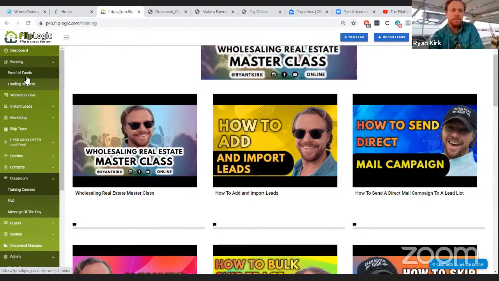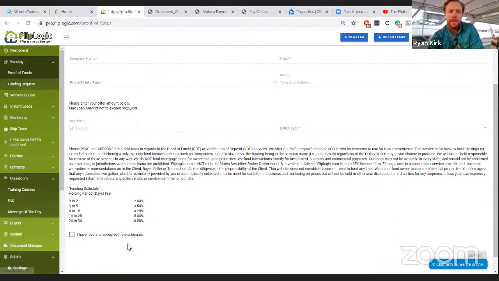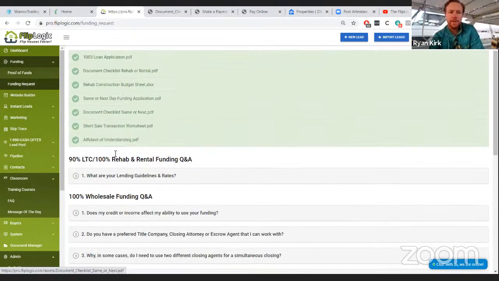The other cool thing is, of course, we've got our proof of funds that you can create here in our funding fee schedule, and that's based on our in-house 100% LTV, buy as is, sell as is funding. And then under the funding request, we have different programs for rehabbing as well. Those aren't our direct in-house funds; those are going to be from one of our funding partners. But we do have 90% loan to cost, so you only have to come in with 10% down on a purchase price, and then 100% of the rehab.